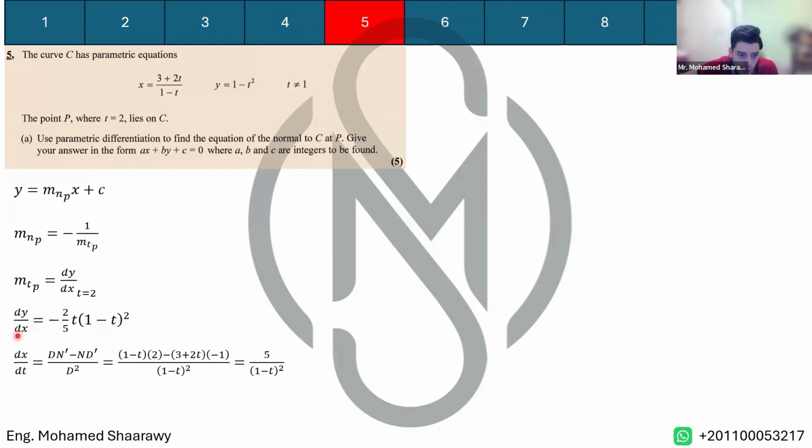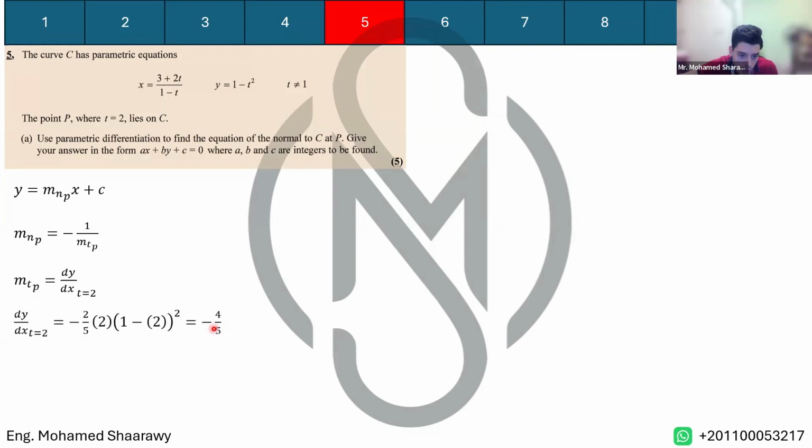Don't forget that I need this when t equals 2, which is my required equation. So let's replace t with 2. Yes, here. And now I can get dy/dx, which is negative 4 over 5. And remember, I don't need dy/dx. I need the negative reciprocal of it because I need the normal, not the tangent. So the slope of the normal will be 5 over 4. It's the negative reciprocal of this. And let me replace this here.